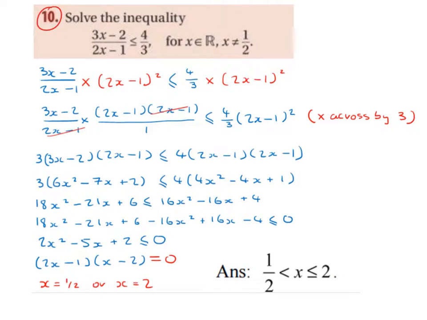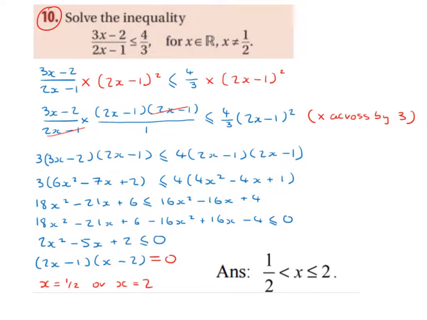Solve the inequality (3x − 2)/(2x − 1) ≤ 4/3 for x values elements of the real number set where x cannot be equal to a half. The reason that x cannot be equal to a half is because we'd end up having 2 multiplied by a half, which is 1, and 1 minus 1 is 0, and we cannot divide by 0.